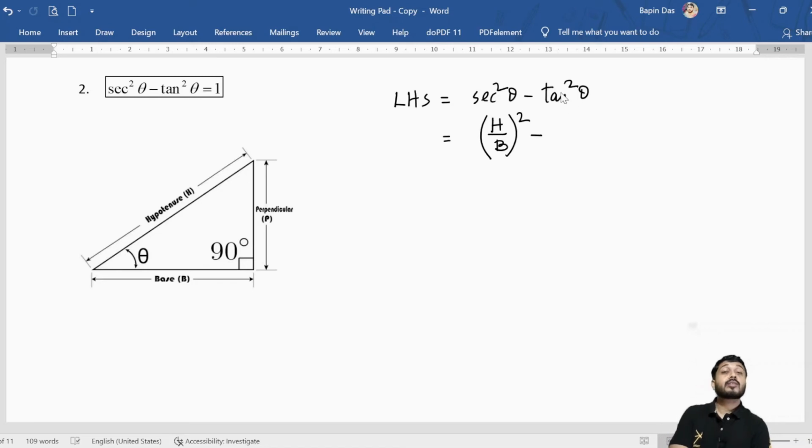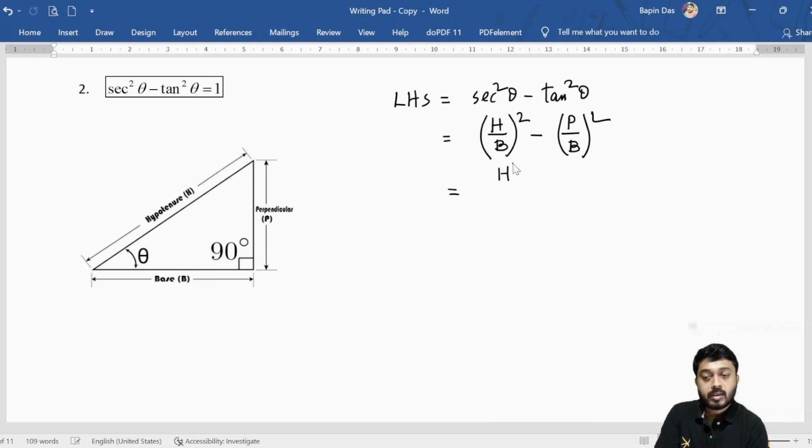Minus what was tan theta? Tan theta was perpendicular by base. Am I right? I hope I'm right. Of course I am. p by b whole square, right? Now it is very simple subtraction. h square by b square minus p square by b square.